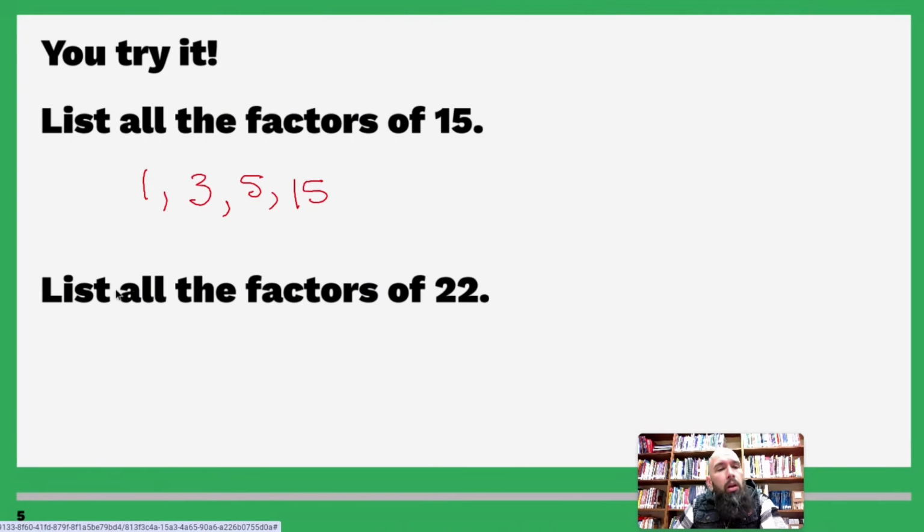How nice. List all the factors of 22, the Taylor Swift special. Now, 1 is always a factor. Can you divide it by 2? Yes. 3? No. 4? No.